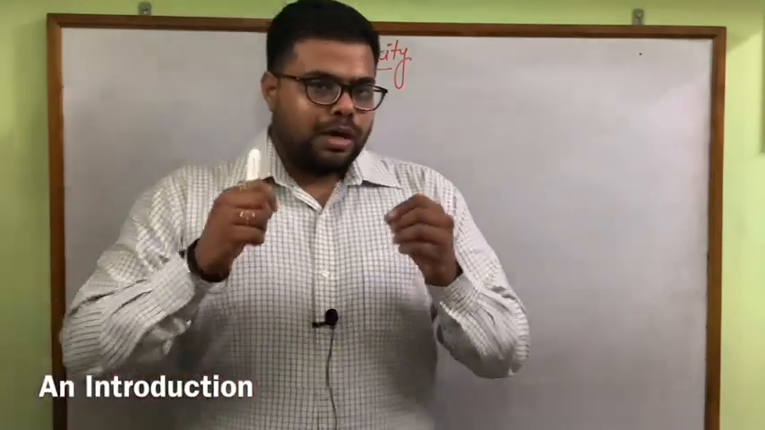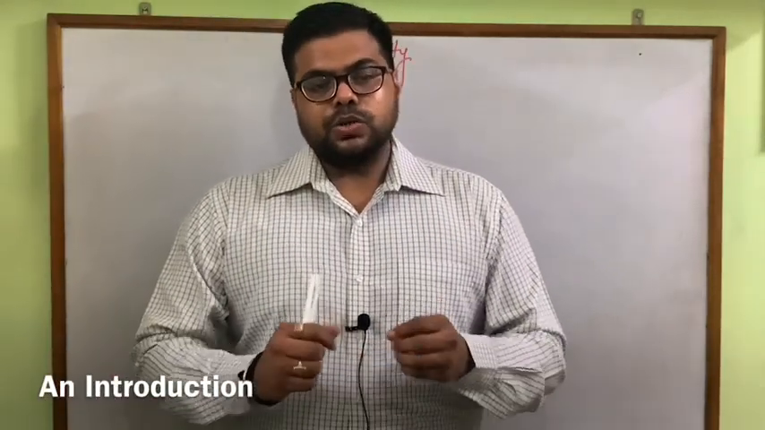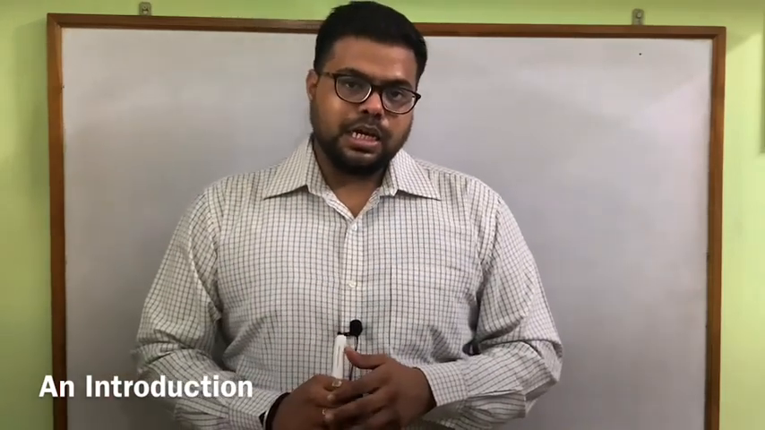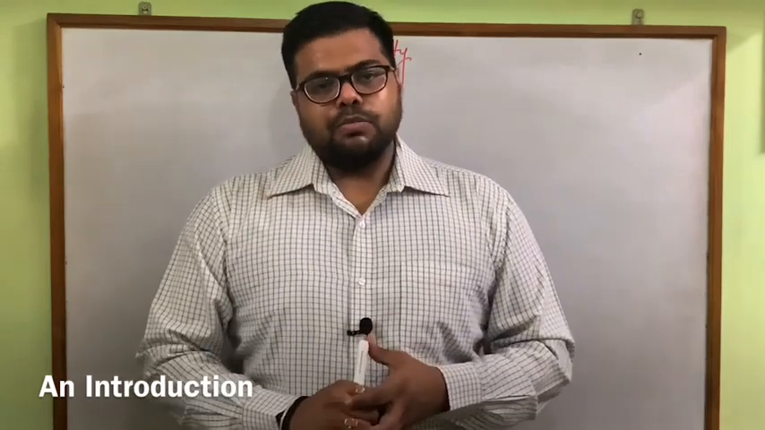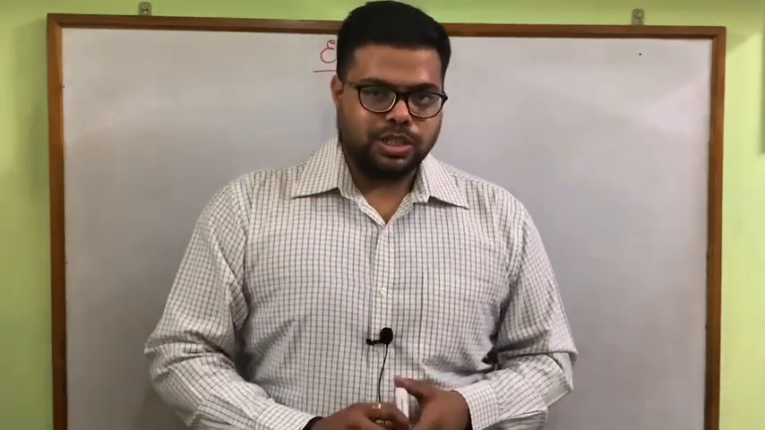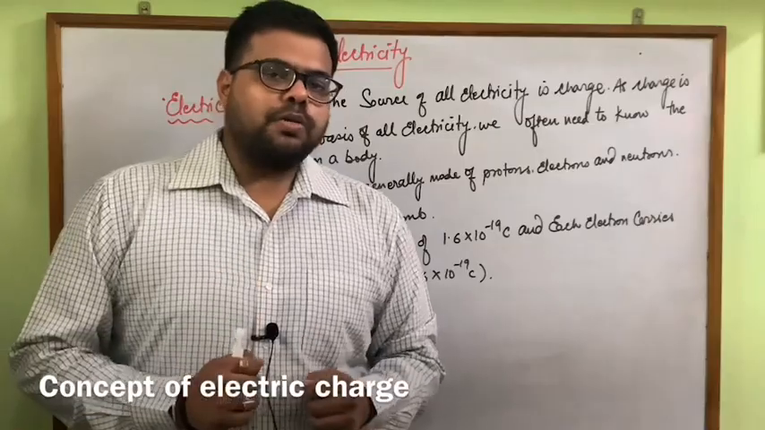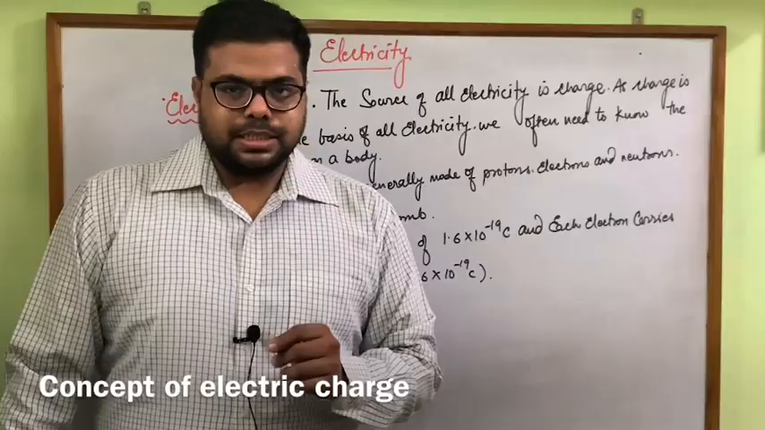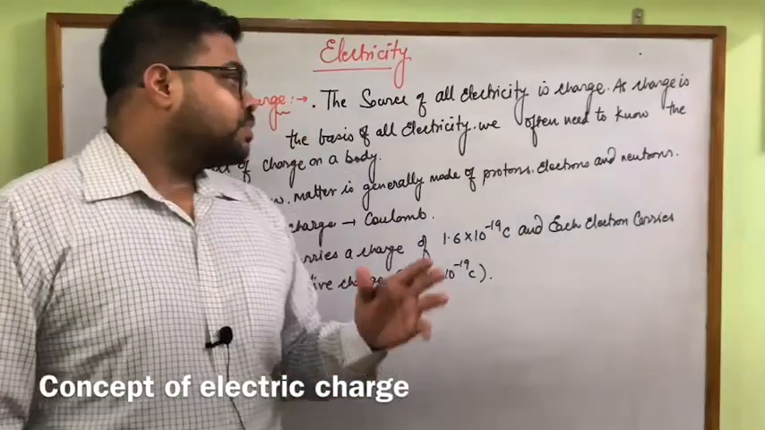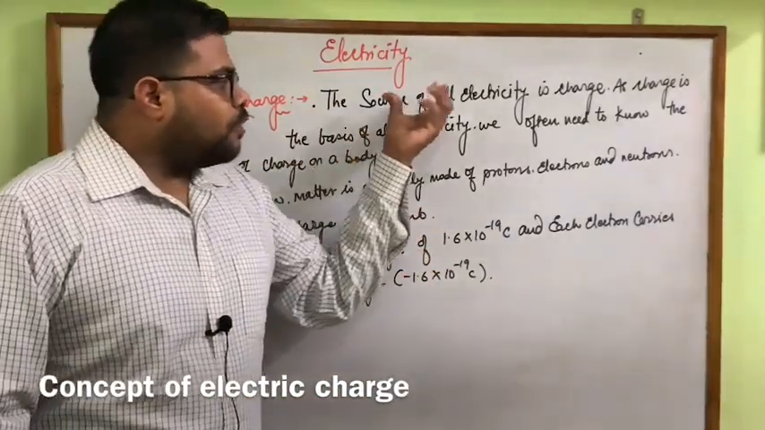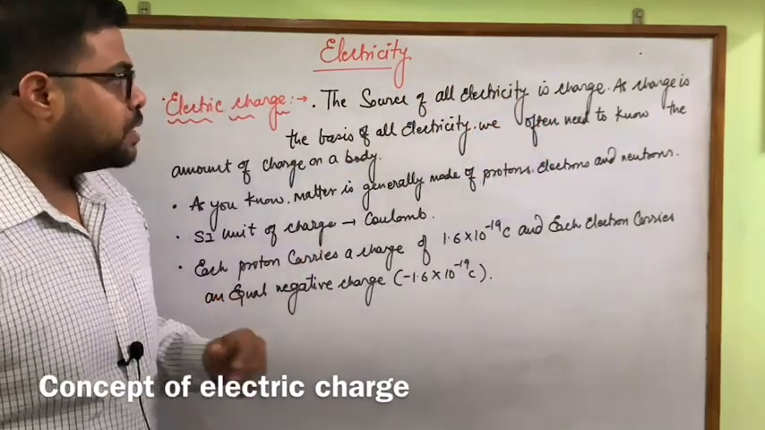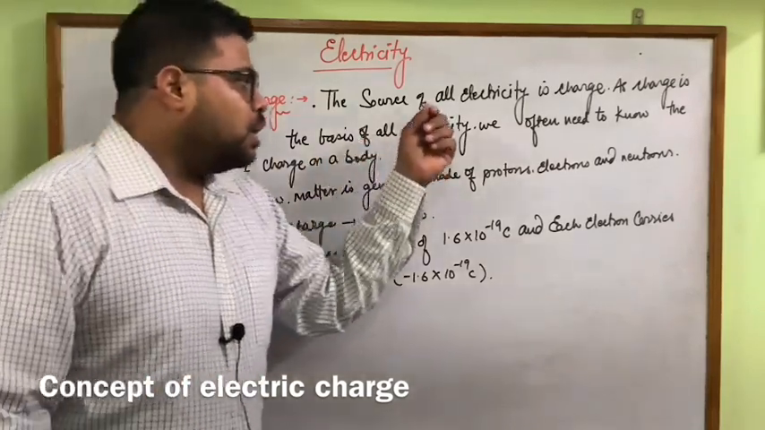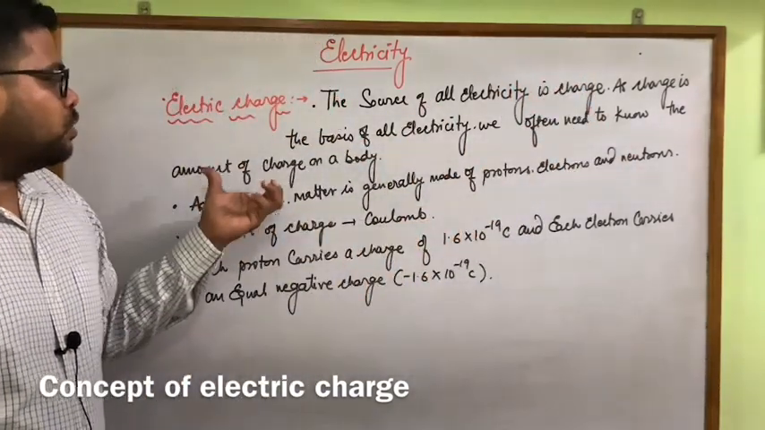Now, electricity is a particular concept. So, what is behind electricity? Definitely, one basic building block, which is known as electric charge. As we know, the basic building block behind electricity is electric charge, so here we start our lesson from electric charge. The source of all electricity is charge. As charge is the basis of electricity, we often need to know the amount of charge on a body.